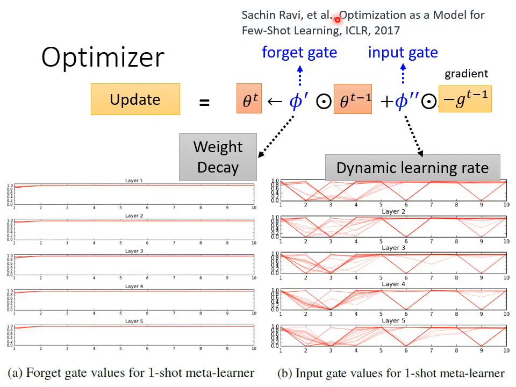And in the paper, Optimization as a Model for Few-Shot Learning, they showed us the result of the forget gate and input gate. For the forget gate, they found that its value is usually close to 1. So it's very similar to weight decay. As you know, in weight decay you usually set the weight as something like 0.9 or 0.99. And the machine also automatically learned that. The result of the input gate is not that easy to interpret. You can check the paper for more details.